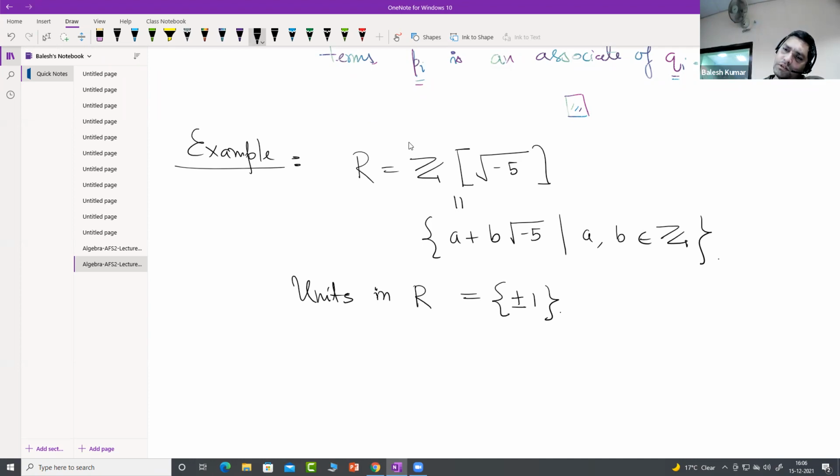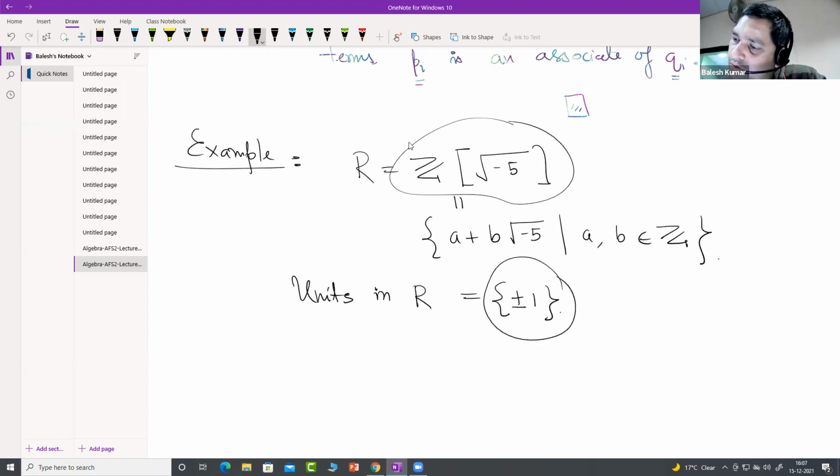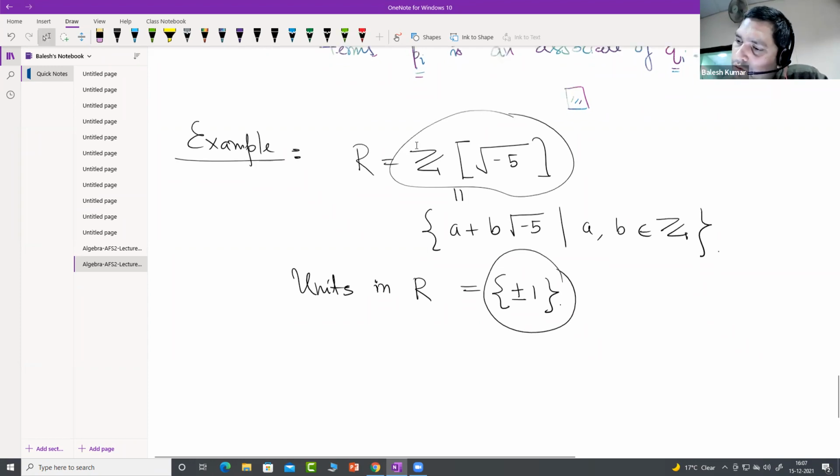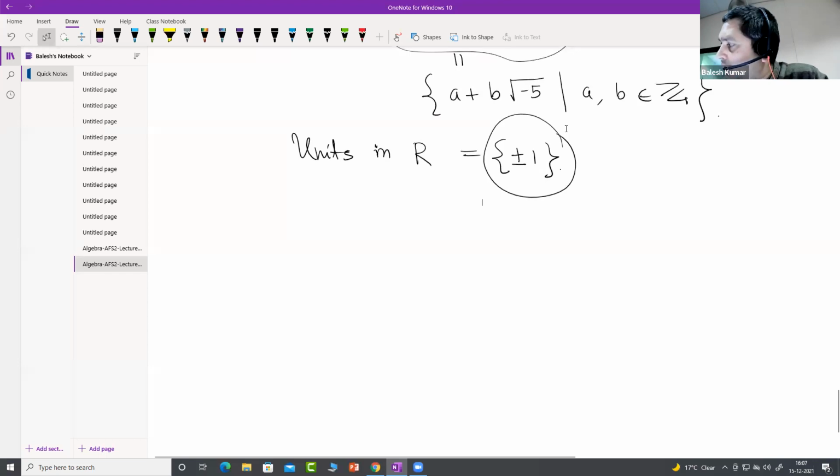In fact, if you look at more general imaginary quadratic extensions, there is a notion, which if time permits we will see, called the ring of algebraic integers. For imaginary quadratic fields, the ring of algebraic integers is usually of this form, and most of the time the units in the ring of integers are plus or minus 1. That's the general result, but in this particular example, one can prove that the units are precisely +1 and -1.